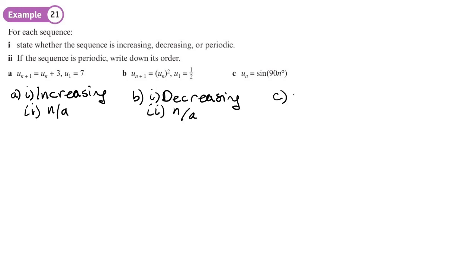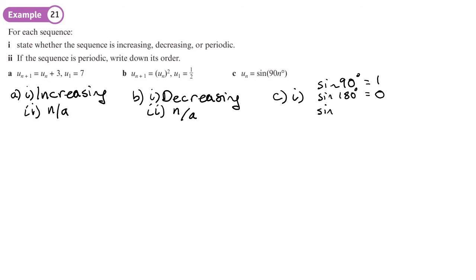I reckon C is periodic. That's the one we haven't used yet. So this is basically what's happening to sine every 90 degrees. Let's write it down. When n is 1, it's sine 90. Then when n is 2, it's sine 180, and sine of 180 is 0. Sorry, sine 90 is 1. What am I talking about? Why didn't anyone say anything? So sine 90 is 1.